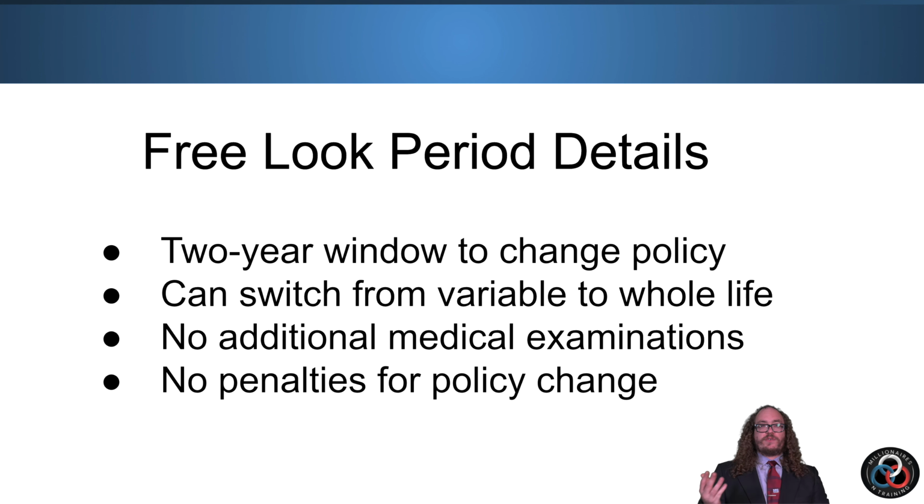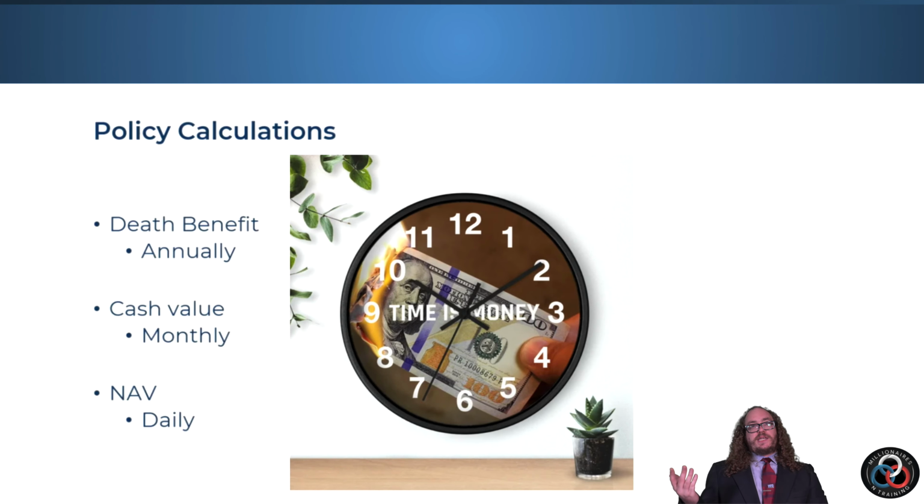Policy calculations for a variable annuity. The NAV is going to be calculated daily at the close of business, similar to mutual funds. The cash value of your contract is calculated monthly, and the death benefit is calculated once per year.